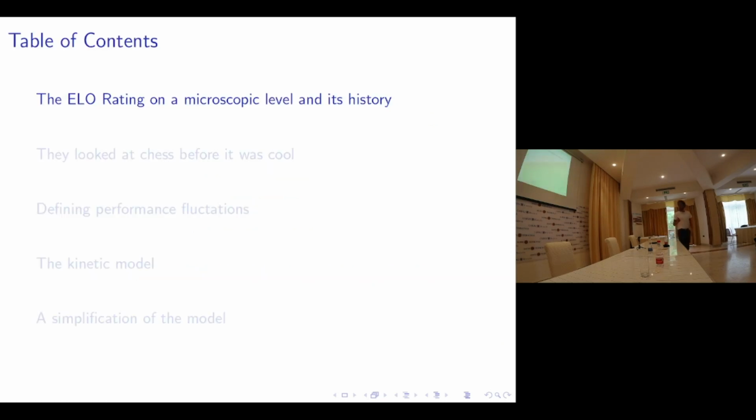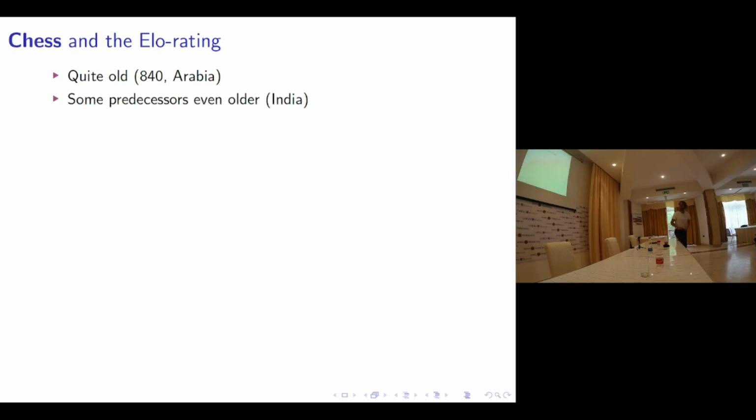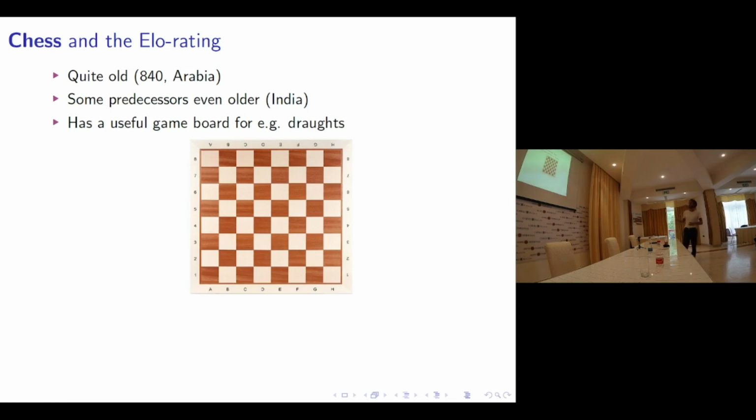So what I'm talking about is the ELO rating. The ELO rating is the common rating system in chess. Chess is a quite old game. On Wikipedia, the first written rules were in 1840 in Arabia. Some predecessors are usually older, I think that's the definition. But most commonly we learn in school that it was invented in India, with similar rules. It has a quite useful game board where you can play much easier games than draughts, for example.